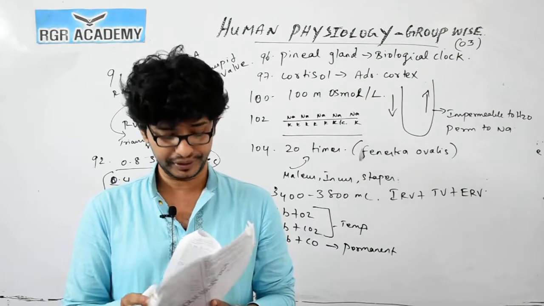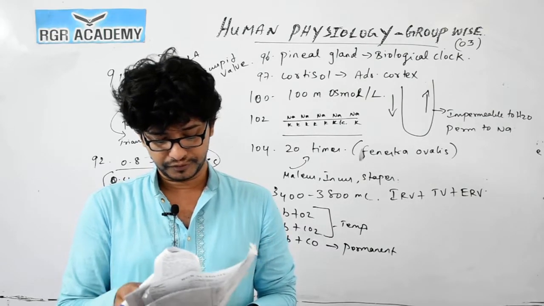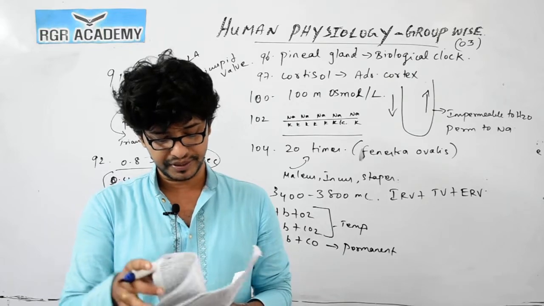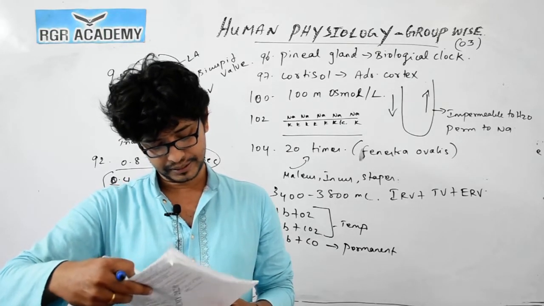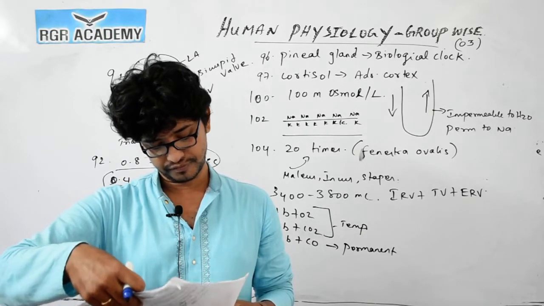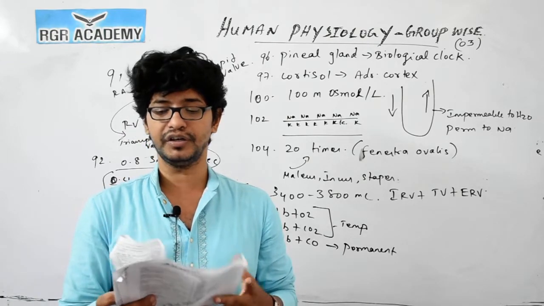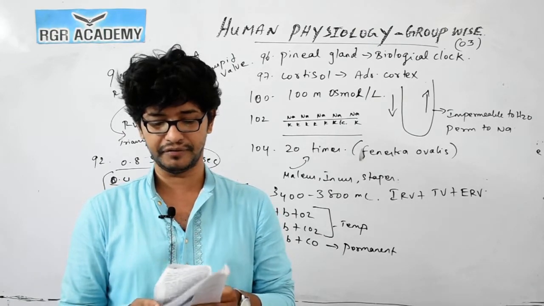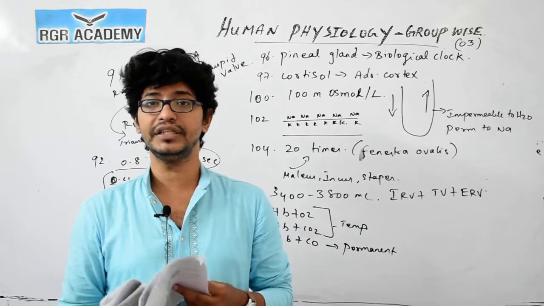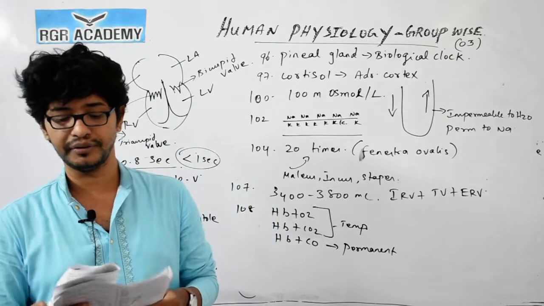Question number 113. The joint in which one of the two bones is fixed in its place, bearing a peg-like process over which the other bone rotates. This we call a pivot joint, because pivot joints allow movement. What type of movement? Rotatory movement.